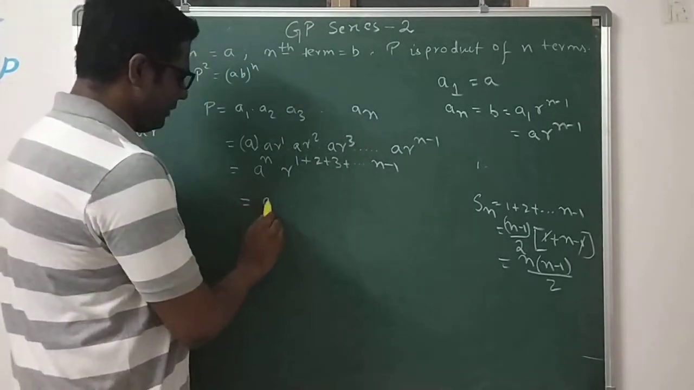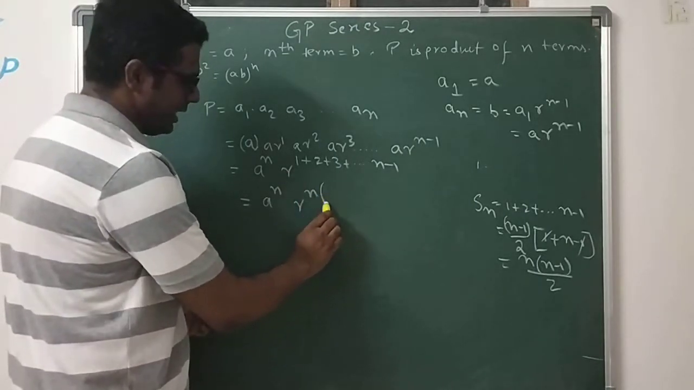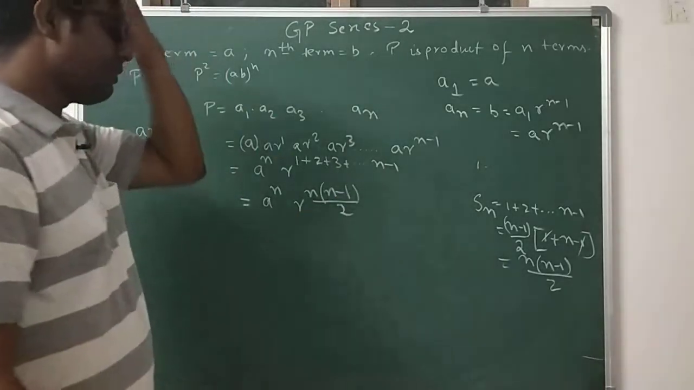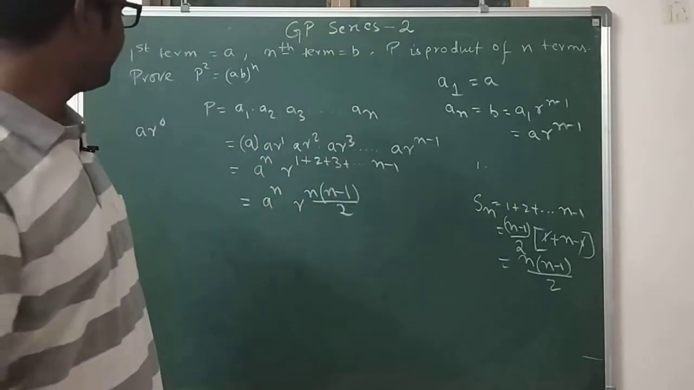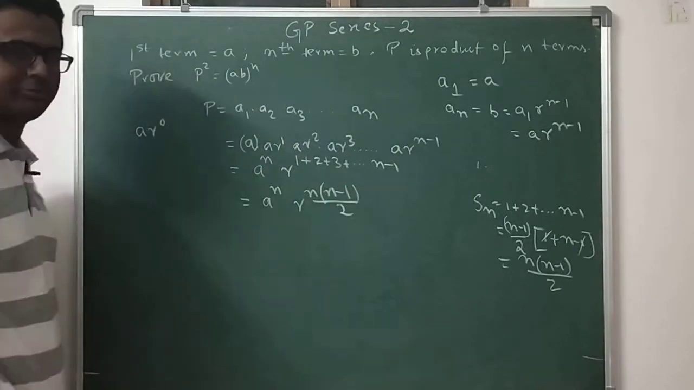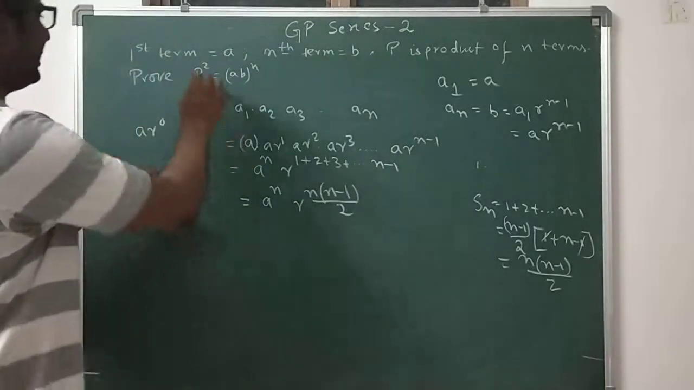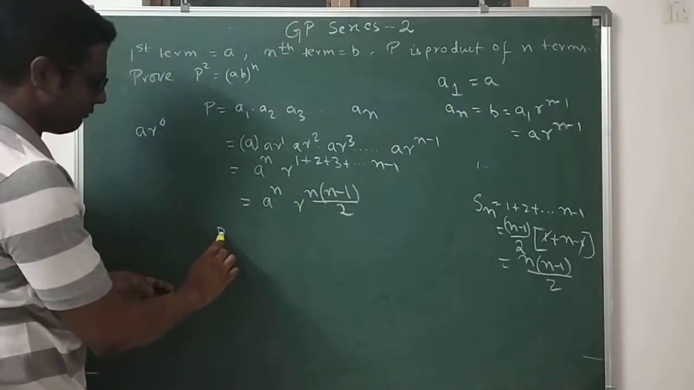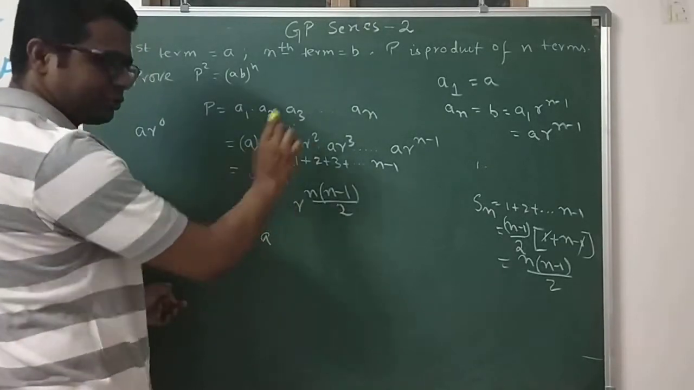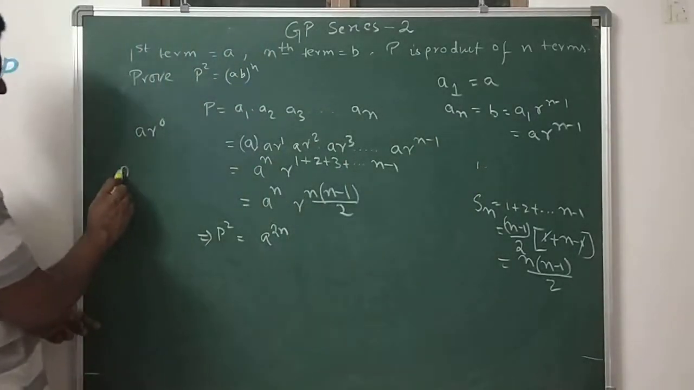So can I replace this summation with that one? Can I do it? r to the power n into n minus 1 divided by 2. Did you get it? See, this big cumbersome monster has reduced to this one. Now what do I have to check? I have to check whether this is my LHS, P squared. So I have to make it P squared first. So what will it be? A n whole squared. So I can write it as A to the power 2n, right? Can I write it? Do not forget this one.